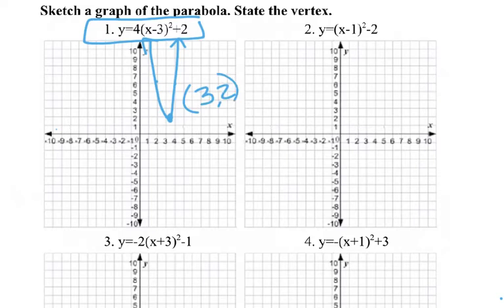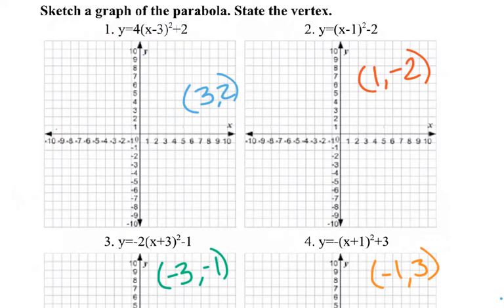Okay, so now if you'll do the same thing for 2, 3, and 4, just sketch them and then state the vertex, and if you're using desmos.com, just click on it. I'm not going to sketch them, I'm just going to state them, but I want you to sketch them in your notes. So pause the video in 1, 2, 3. Okay, so the first one we said was (3, 2). The second one, you should get (1, negative 2). Number 3 is (negative 3, negative 1). And number 4 is (negative 1, 3).